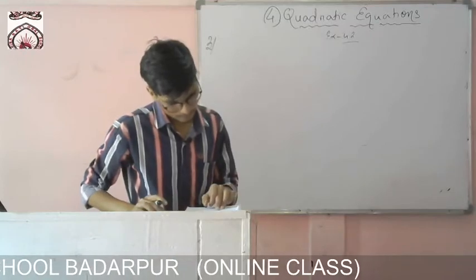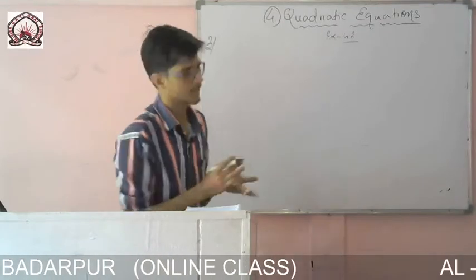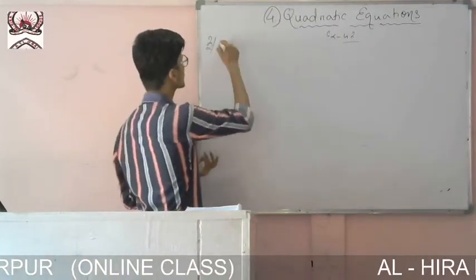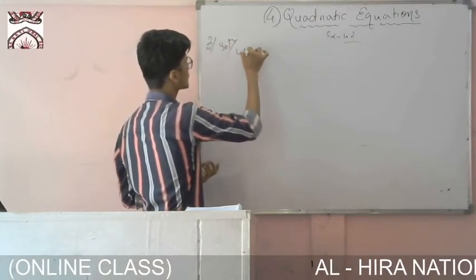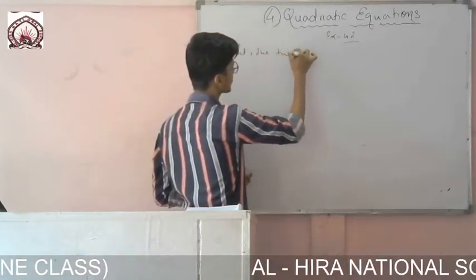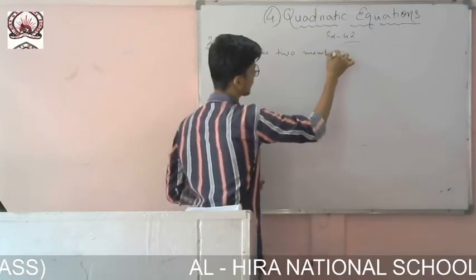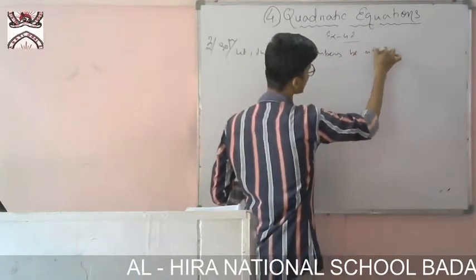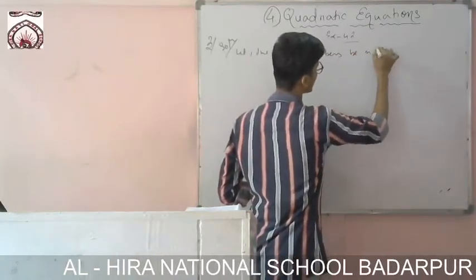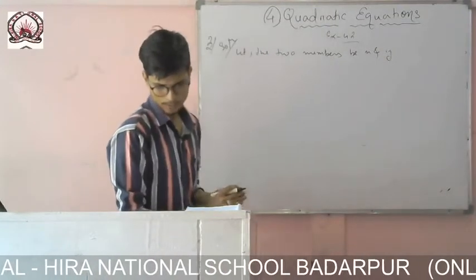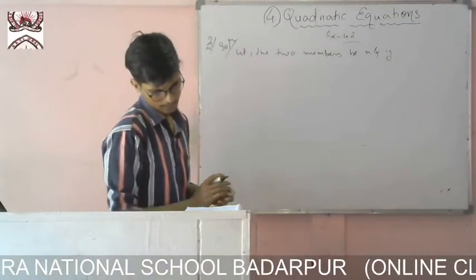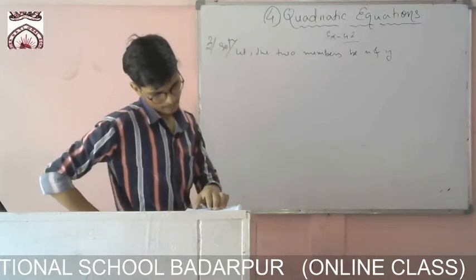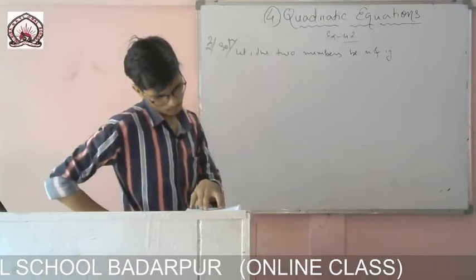Given: find two numbers whose sum is 27. So let the two numbers be x and y. According to the question, it is given that the sum of them is 27 and the product is 182.